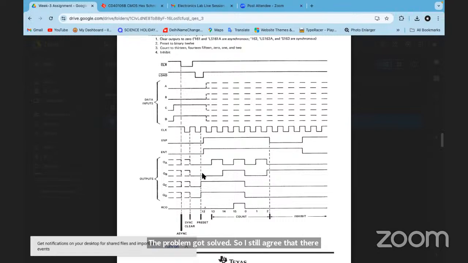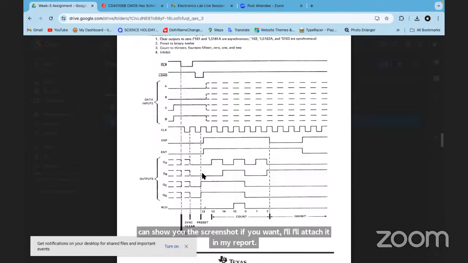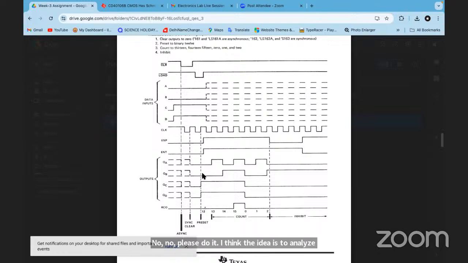But there was no glitch essentially, because what I'm trying to say is I observed the output of ADALM on the oscilloscope. I have also done the same thing, sir. Okay, because I don't remember seeing that kind of glitch at all. I can show you the screenshot if you want. I'll attach it in my report. No, please do it. I think the idea is to analyze these things and come up with a solution.